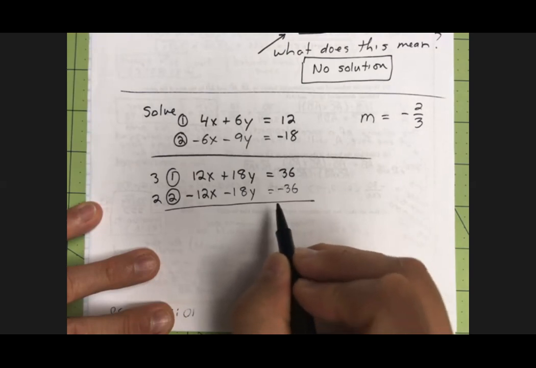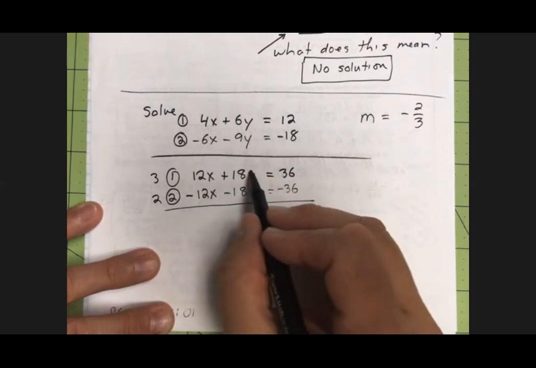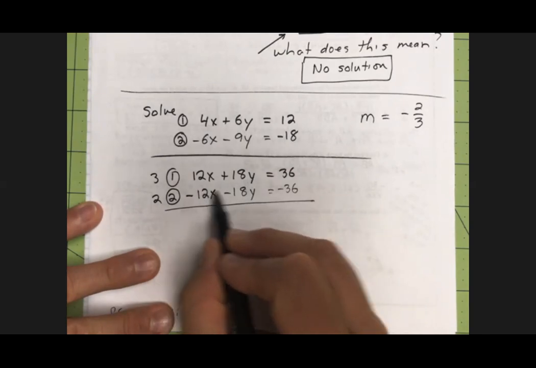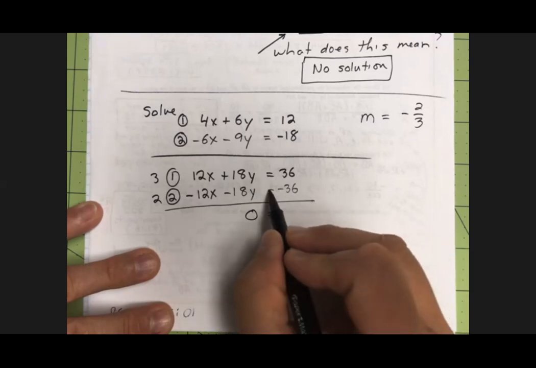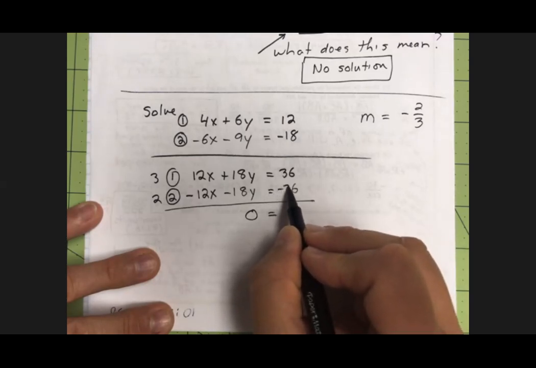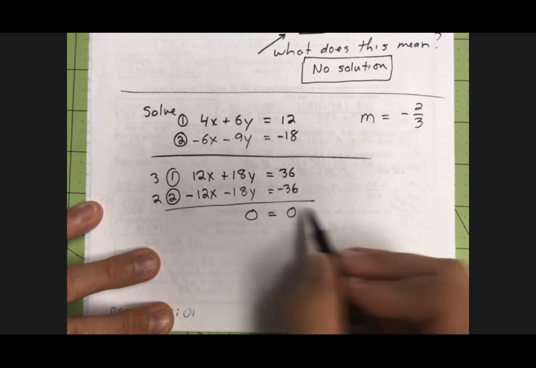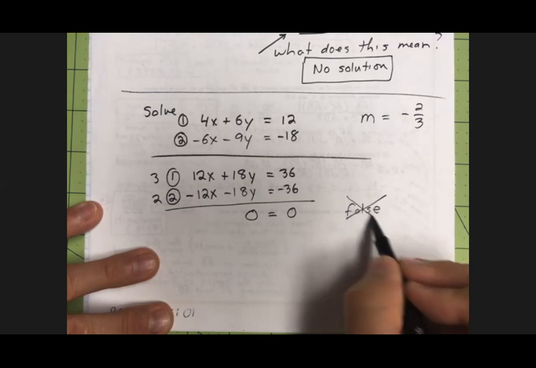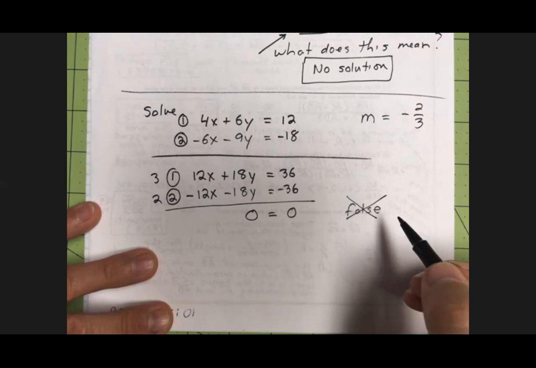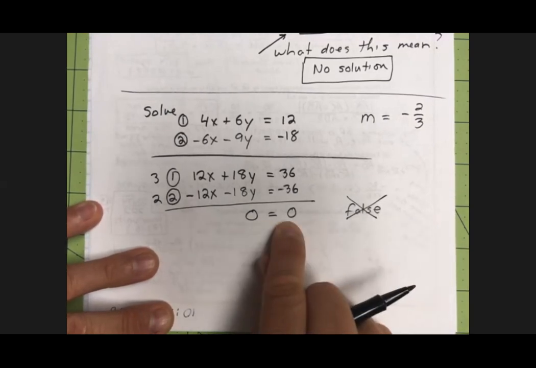Now it's true that something odd happens. I did kill the x's. I also killed the y's. So the whole left-hand side is 0, but there's a difference from the last time, because this time, the right side is 0, too. And this is no longer false. I can't just say no solution, it's not true, because this is true.